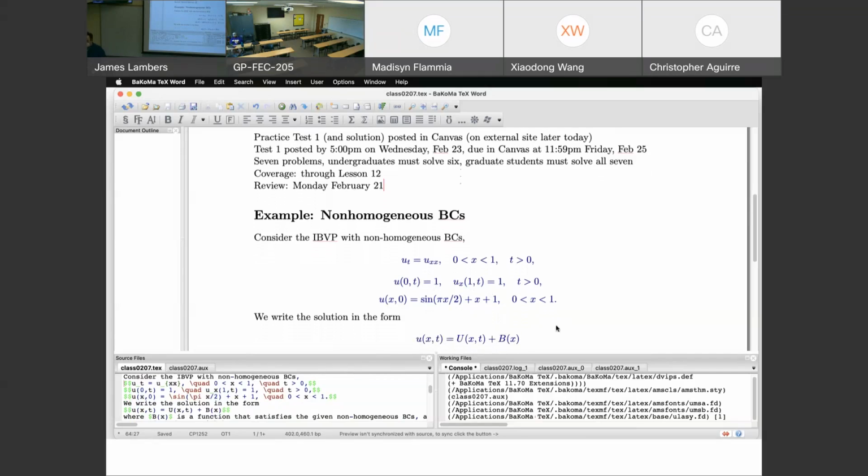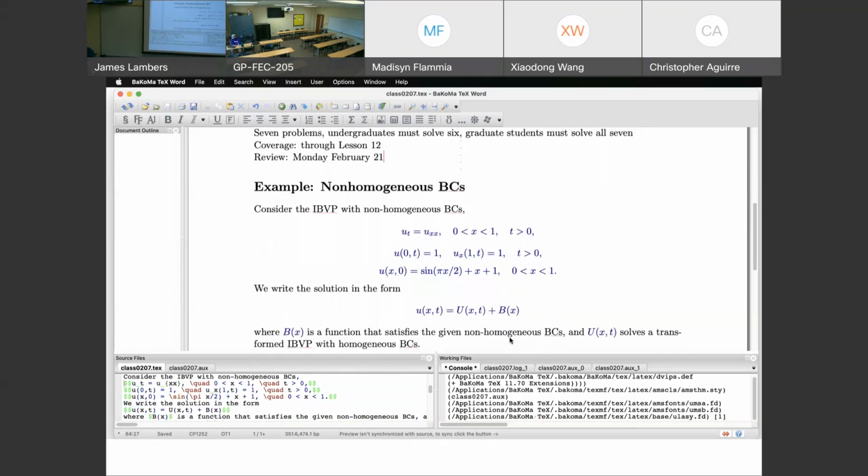What we do is break the solution down into these pieces. The original solution u would be equal to capital U plus some boundary function b of x. The idea is b of x is the simplest function we can find that satisfies the boundary conditions. Then we can subtract it off from the original, and therefore this solution, capital U, satisfies homogeneous boundary conditions, since B's boundary values are 0. So then we'll solve for this and then add B of x on when we're done.